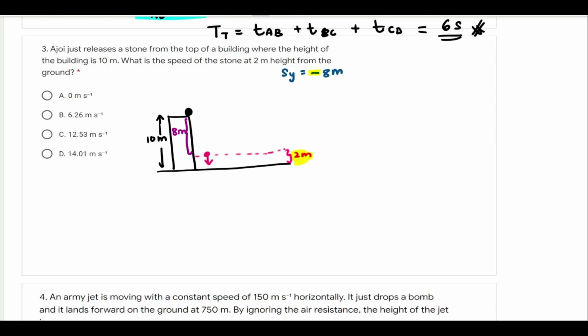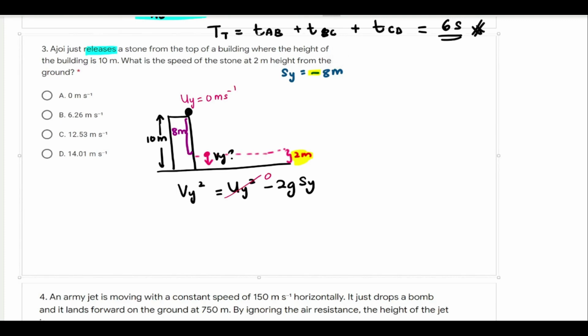Jadi apa kita nak kira? What is the speed? We want to find Vy. Okay, because the direction is downward, so we want to determine what is the Vy at that point. So we can use the equation Vy squared is equal to Uy squared minus 2g Sy. Okay, bagaimana pula untuk maklumat Uy? Baca soalan, dia sebut release a stone. Bila perkataan release bukan throw, maknanya kita just lepaskan saja. We consider Uy at that point is equal to 0 meter per second. Okay, so this is 0.